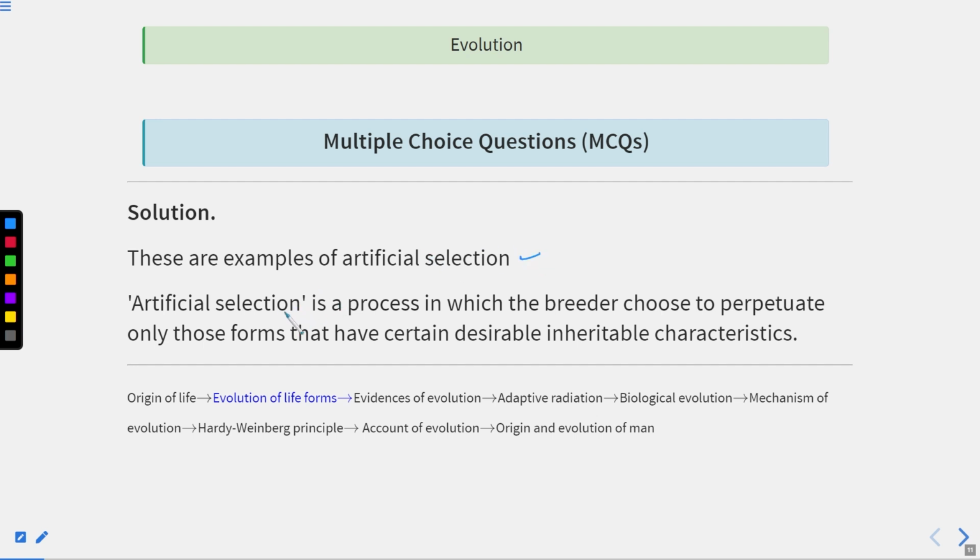So what happens in artificial selection? It is a process in which the breeder chooses to perpetuate only those forms that have certain desirable inheritable characteristics. They select certain characteristics, and then they perpetuate only those forms that have those desirable inheritable characteristics.